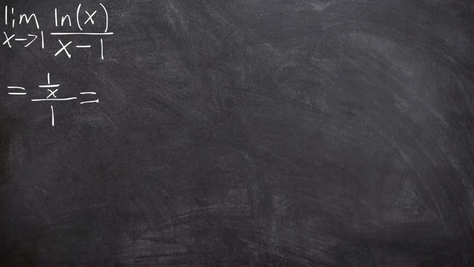And now we are in a good state where we could plug in 1, which would get us 1 over 1, and then this would just simplify down to just 1. And this will be our final answer. That one wasn't too bad, but we're going to do a few more examples in this video.